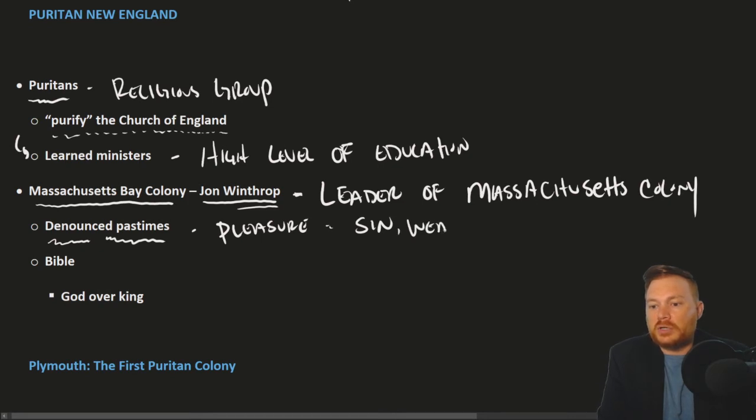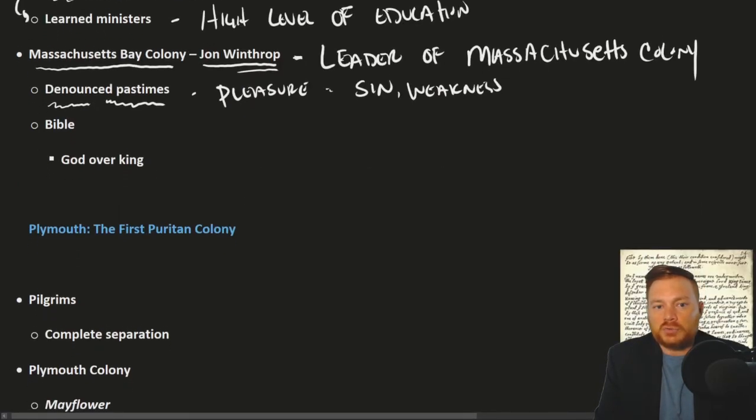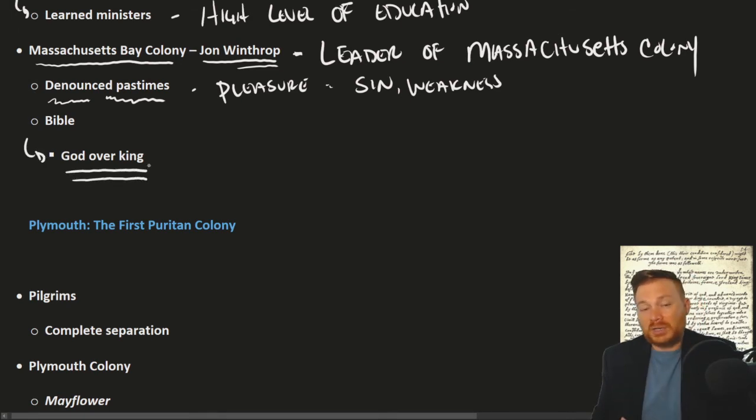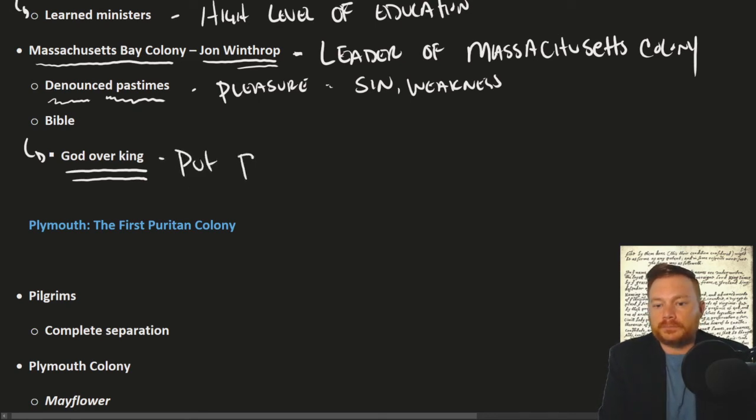It was associated with weakness. So not the place you want to go if you're looking for leisure. And one thing that put the Puritans really at odds with their contemporaries, especially back in England, was their insistence that God is more important than the king. And this put them at odds with other members of the Church of England who put the king as the head of the church.